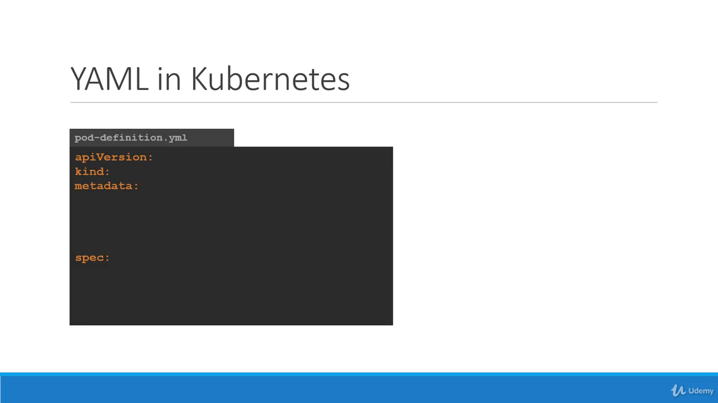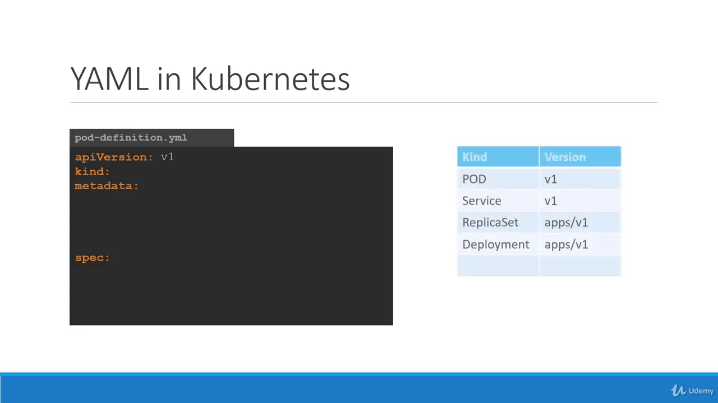The first one is the API version. This is the version of the Kubernetes API we are using to create the object. Depending on what we are trying to create, we must use the right API version. For now, since we are working on pods, we will set the API version as v1. A few other possible values for this field are apps/v1beta, extensions/v1beta, etc. We will see what these are for later in this course.